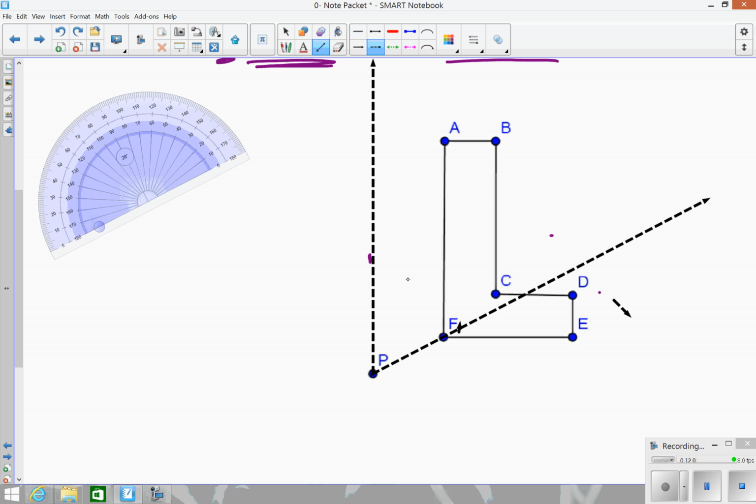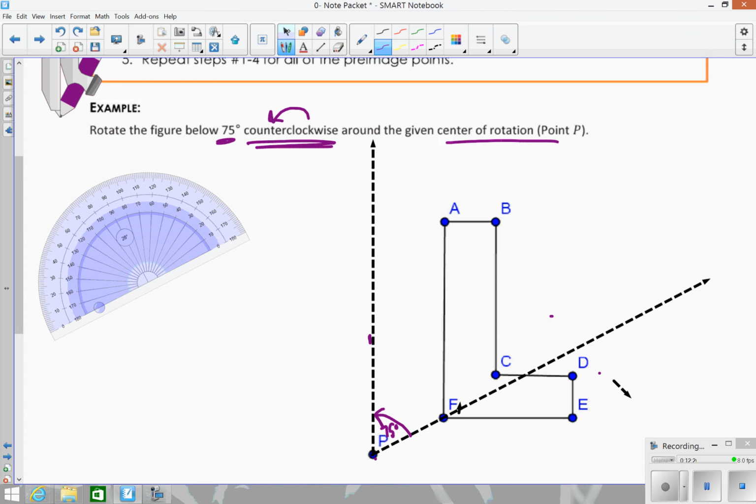Now, this is a 75-degree angle, what I just constructed, because I just measured it. So that means point F was going to have to be over here somewhere because I had to move 75 degrees. I'm going to label this so that you know it's 75 degrees. And remember, the next property is that the distance from the center of rotation to each point has to be the same. So that's where the compass is going to come into play.